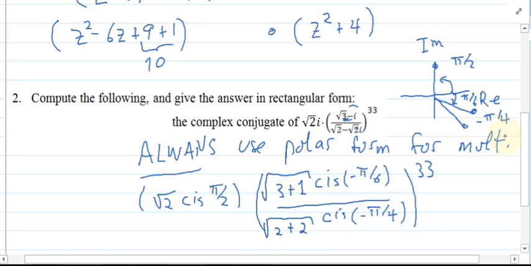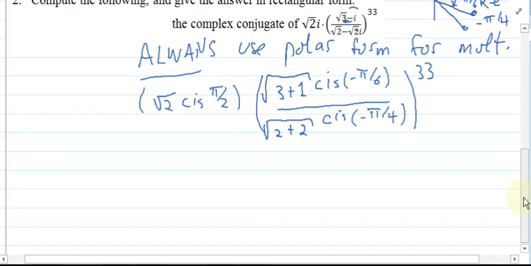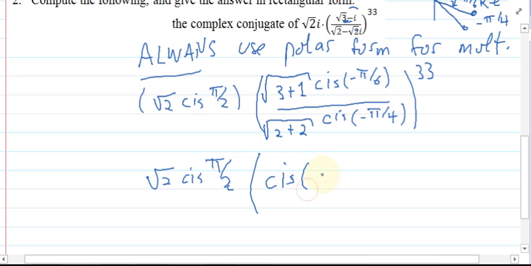All right? So let's continue. Here we have square root of 2, cis pi over 2. Now, how are we going to reduce this? Fortunately, the two radiuses cancel. What a coincidence. Now, what do you do when you take the ratio of cis's? You take one cis minus the other cis. So that's cis of minus pi over 6 minus pi over 4, so I'll put plus pi over 4. And that's to the 33rd power.